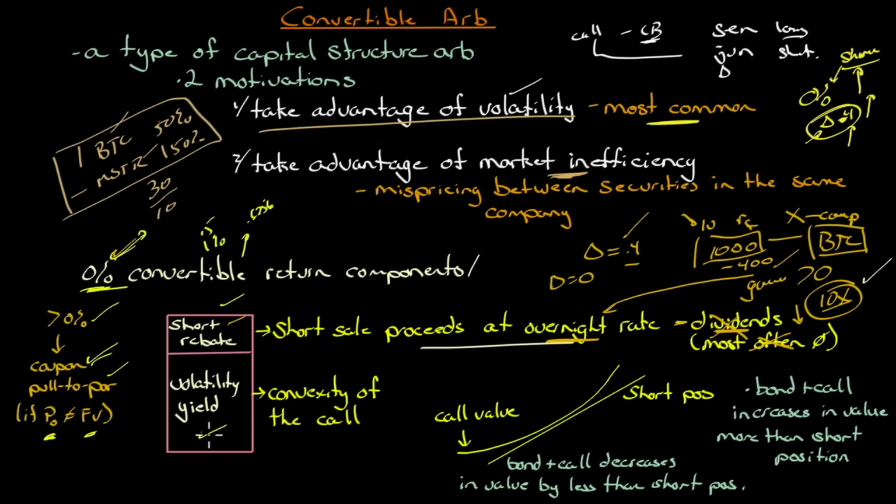Anyways, they get this. Then they get a volatility yield. This is the big one, because the call has convexity. I drew this out wrong. Let me redraw this. It's the right shape. I just drew it in the wrong place.